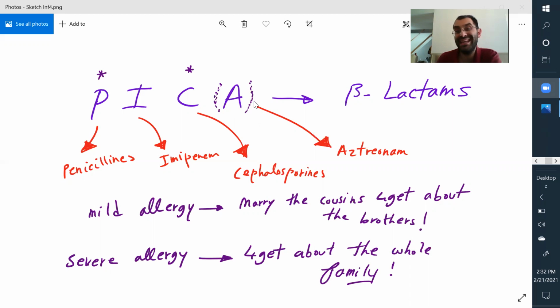I put aztreonam in parentheses to remember that aztreonam is a monobactam, it's a single ring, but it can have cross-allergic reaction with the rest of the beta-lactams. Beta-lactam antibiotics, or with a little discount, beta-lactams plus monobactam antibiotics are PICA: penicillin, imipenem, cephalosporins, aztreonam. Are we clear, guys? Okay.